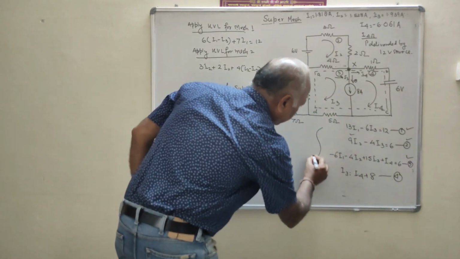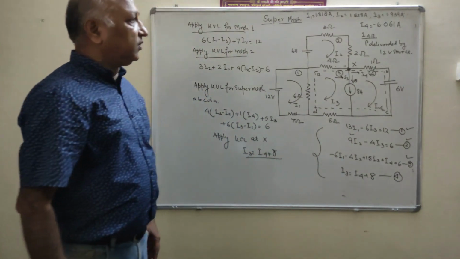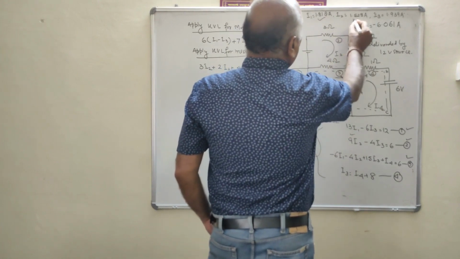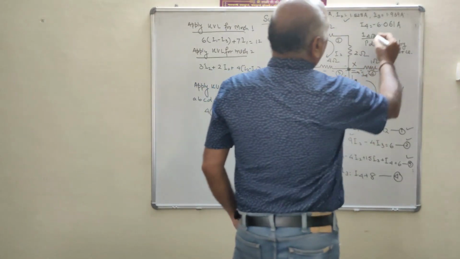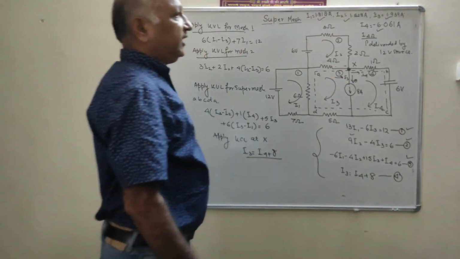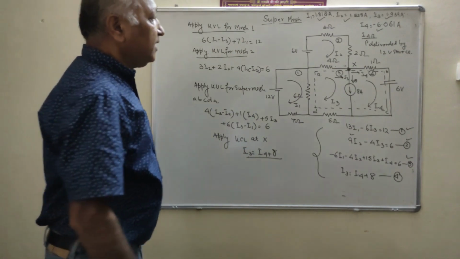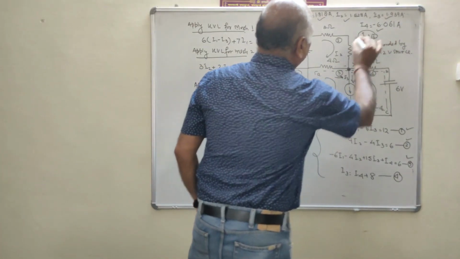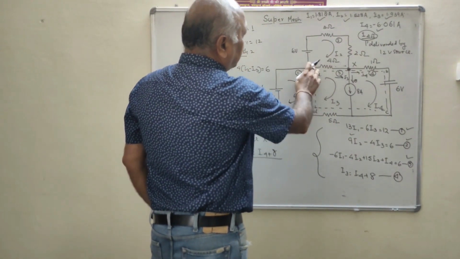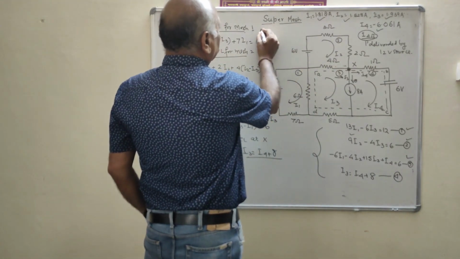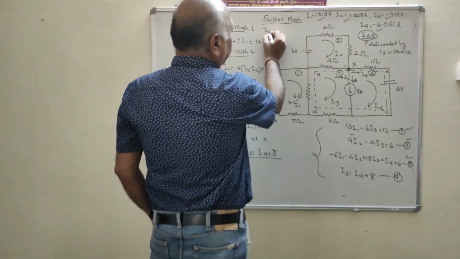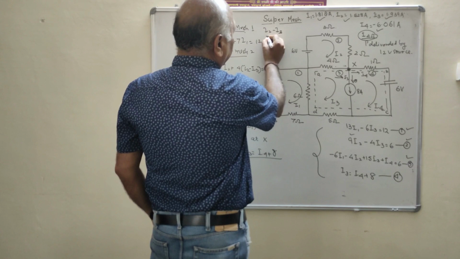After solving equations 1, 2, 3, 4, you will get the value of I1 as 1.818 ampere, I2 as 1.528 ampere, I3 as 1.939 ampere, and I4 as minus 6.061 ampere. We have to find the current in the 4 ohm resistance. Then what is the current in the 4 ohm resistance? That is I2 minus I3, and you are getting the value.